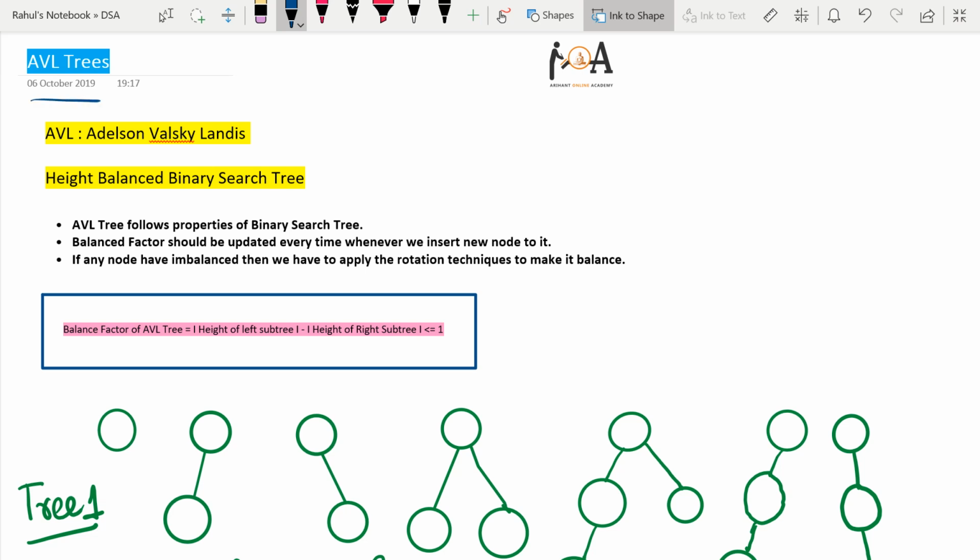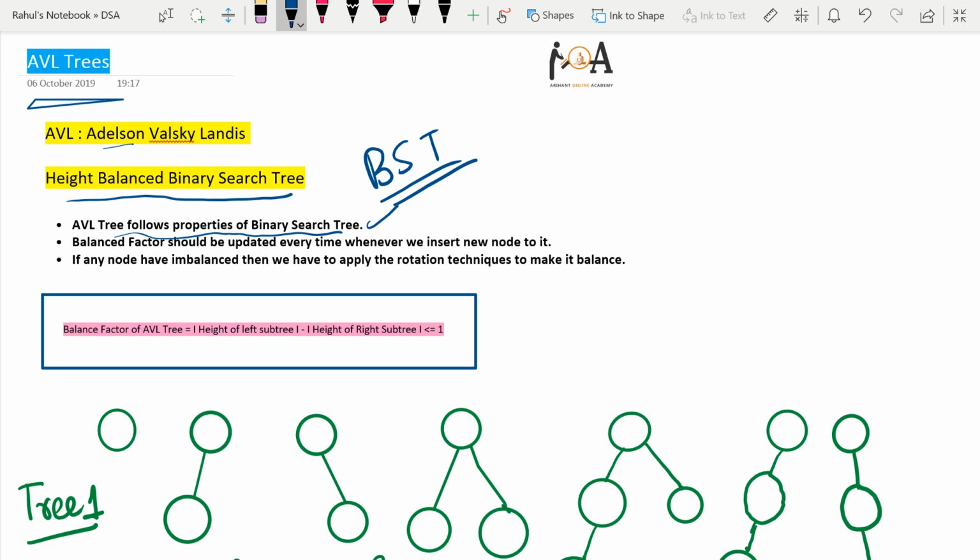Now if we talk about AVL trees, the name comes from three computer scientists, Adelson-Velsky and Landis. Basically you can also say that it is a height balanced binary search tree. So the important point, point number one, is that an AVL tree follows the properties of a binary search tree.